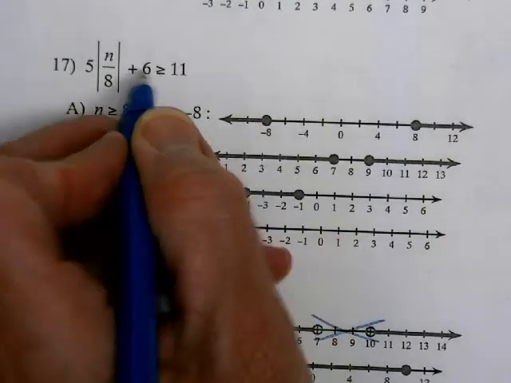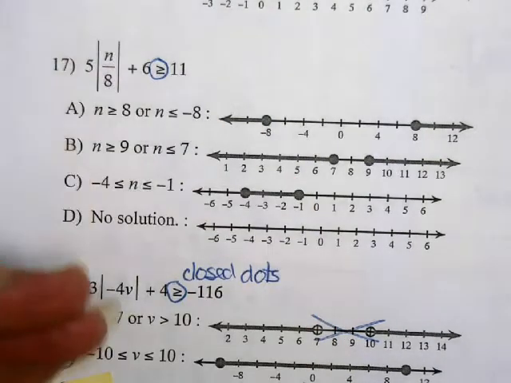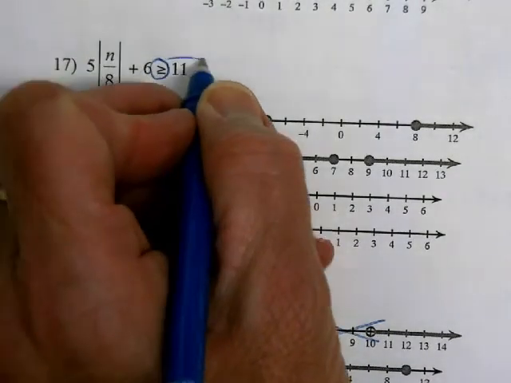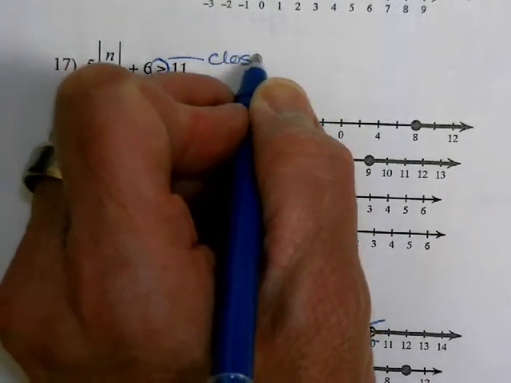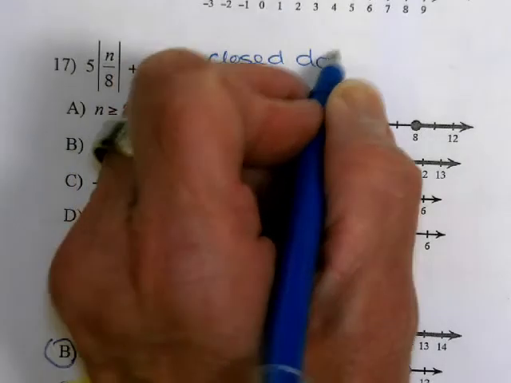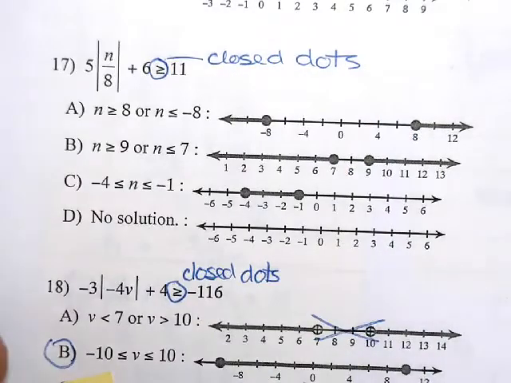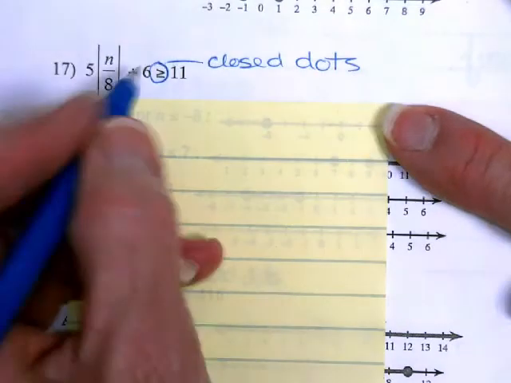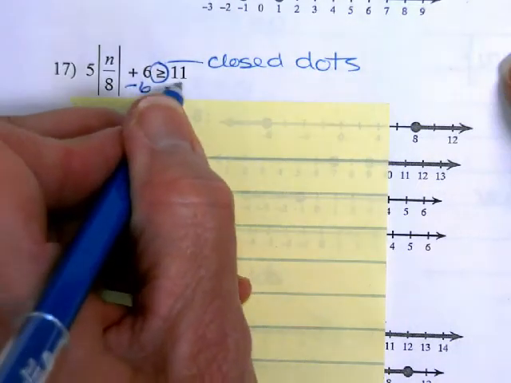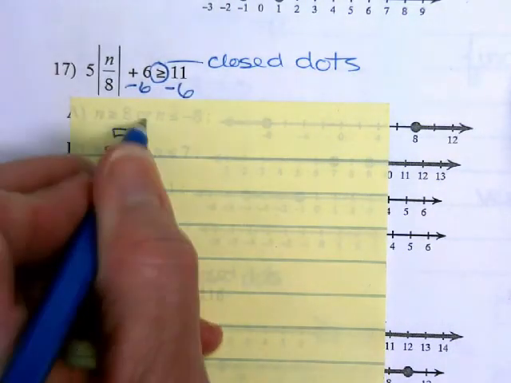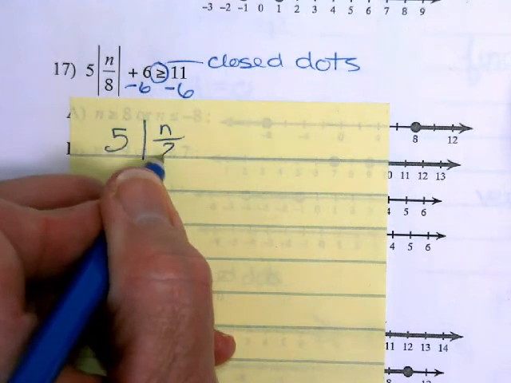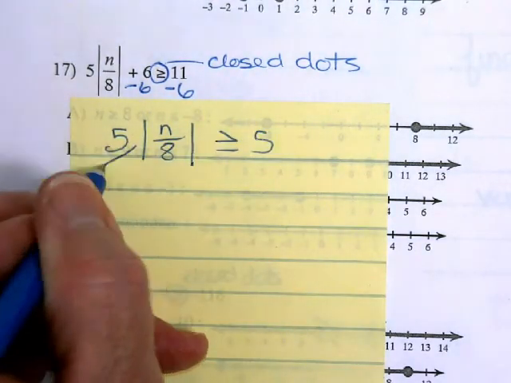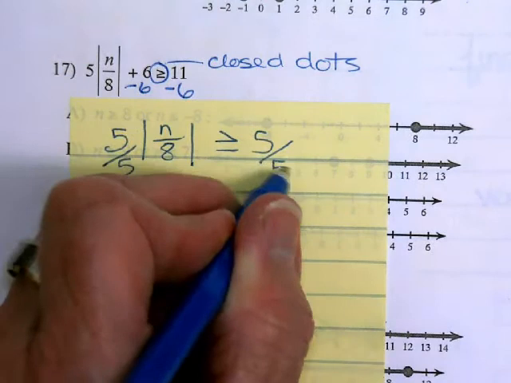Don't let the fractions frighten you. I'm looking for closed dots. Now look, 18 was a shoo-in, 17, no help. Got to work hard. Good thing we don't mind working hard. 18 was a little vacation. Subtract 6. 5 bar n over 8 is greater than or equal to 5.